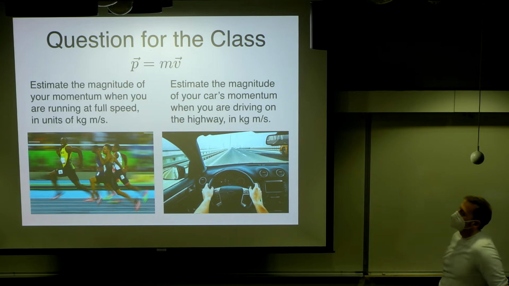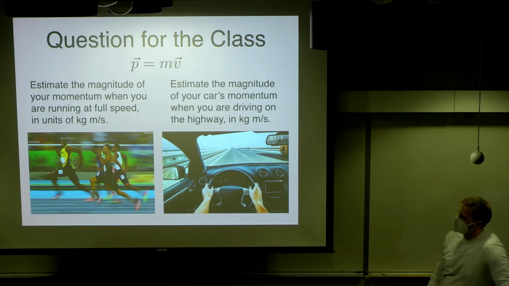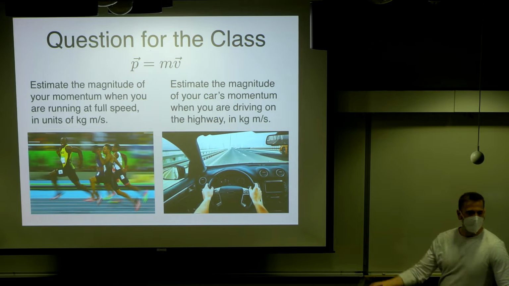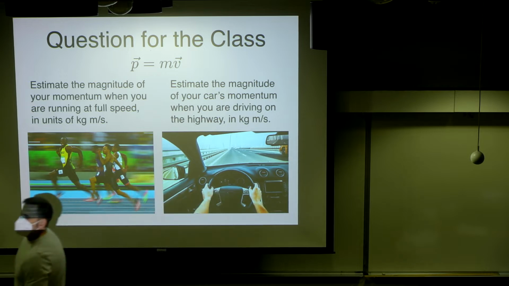So using the definition that P is equal to M times V, first, estimate the magnitude of your momentum when you are running at full speed, and give that in kilograms meters per second. And then also estimate the magnitude of your car's momentum when you're driving down the highway, okay, in the same units. So just, again, make reasonable estimates here, see what you get, and then we'll compare our answers. All right, so take a few minutes to go through that.